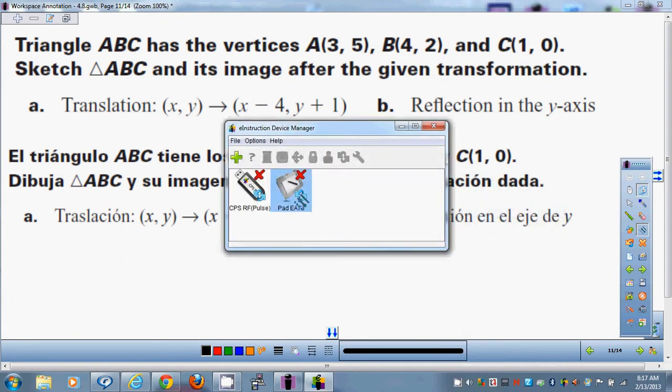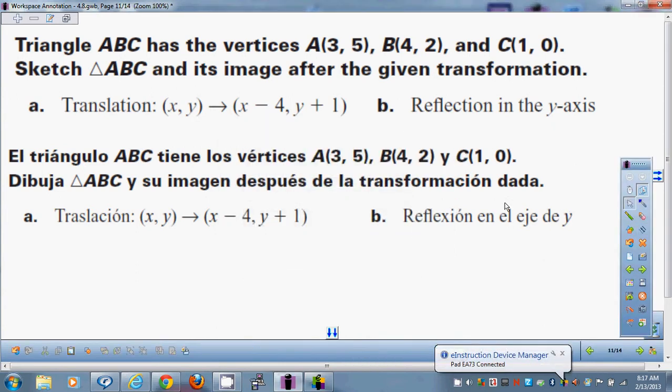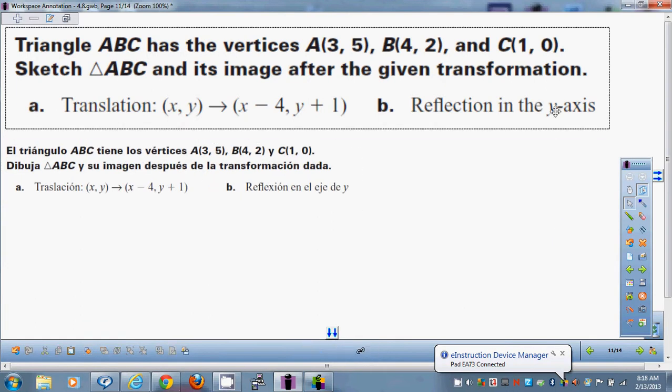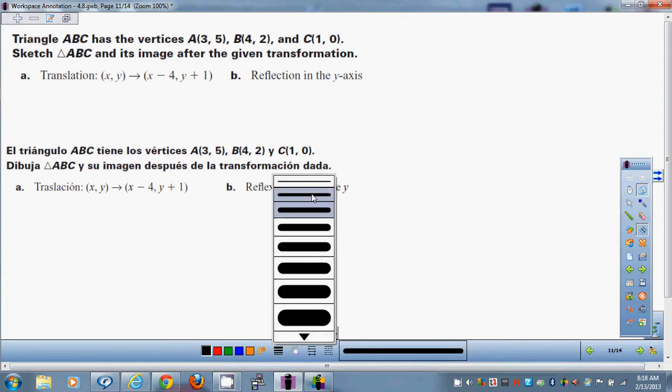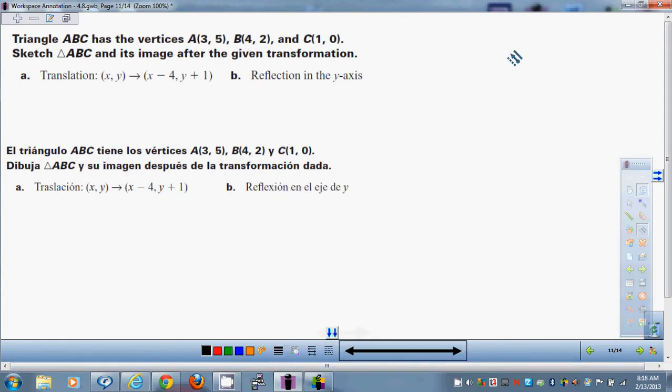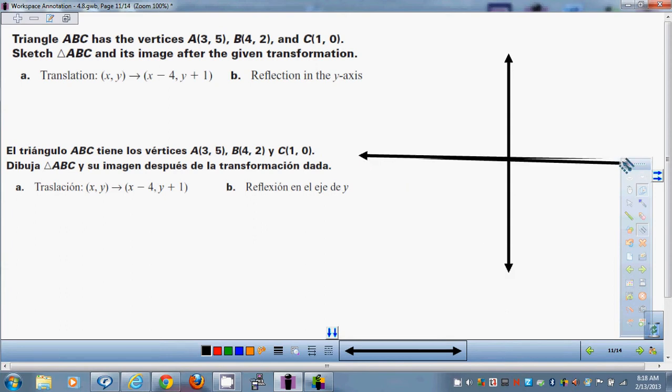Okay. Let me make these smaller so I can fit my graph on the board. Okay. Coordinate plane time. So here's what you're going to have to do. First things first. Plot your points. A is 3, 5. That's point A. B is 4, 2. Approximately right there. And C is 1, 0. I'm really looking for the general shape here, okay? It doesn't have to be perfect. If I see this general shape, that will be fine.